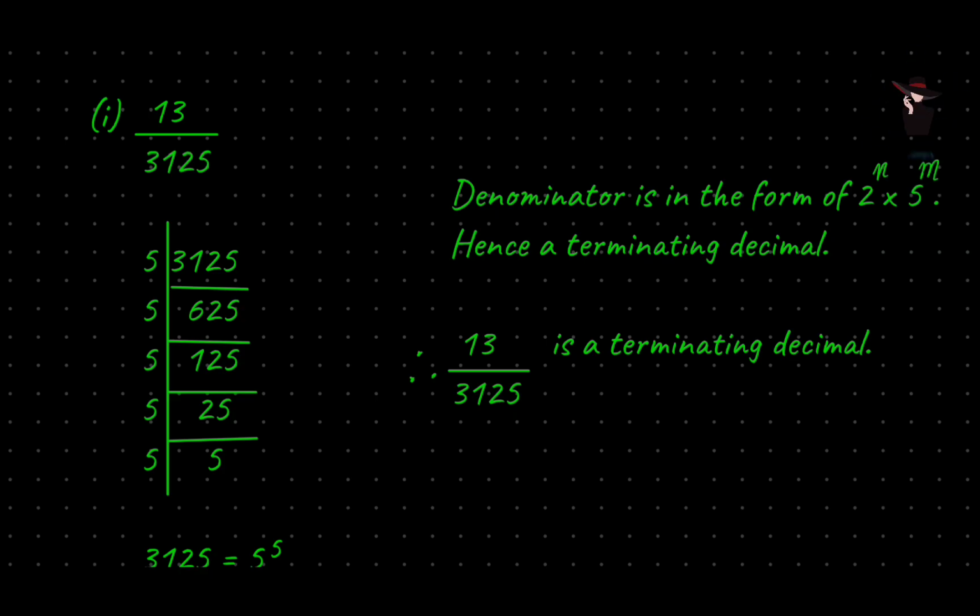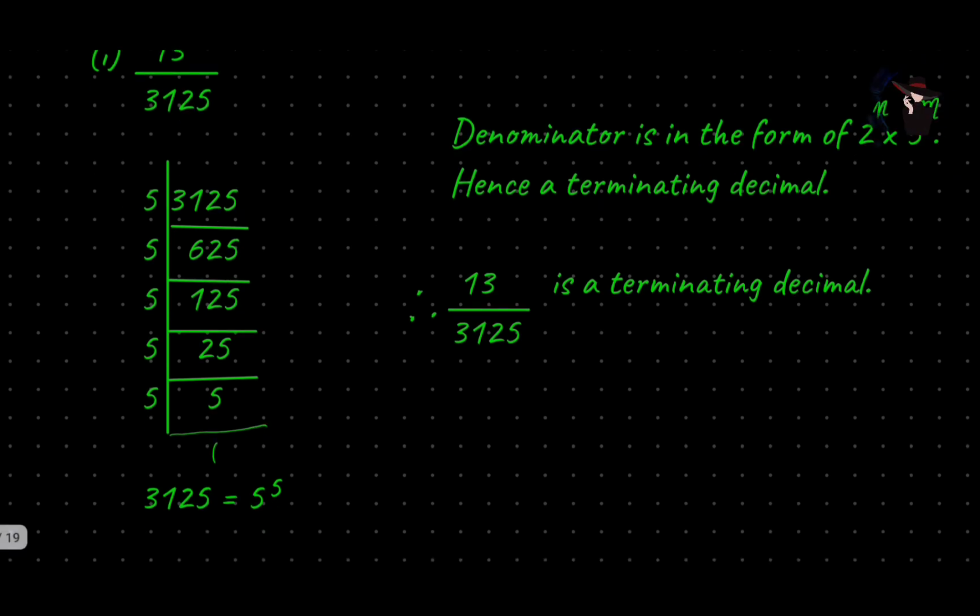5 fives are 25. Then again take 5. 5 ones are 5. 6 minus 5 is 1. 1 remaining here. 5 twos are 10. 12 minus 10 is again 2 remaining. Then it's 25. 5 fives are 25. Then 5 into 25 is 125. Then 5 into 5 is 25. Then 5 into 1 is the answer.